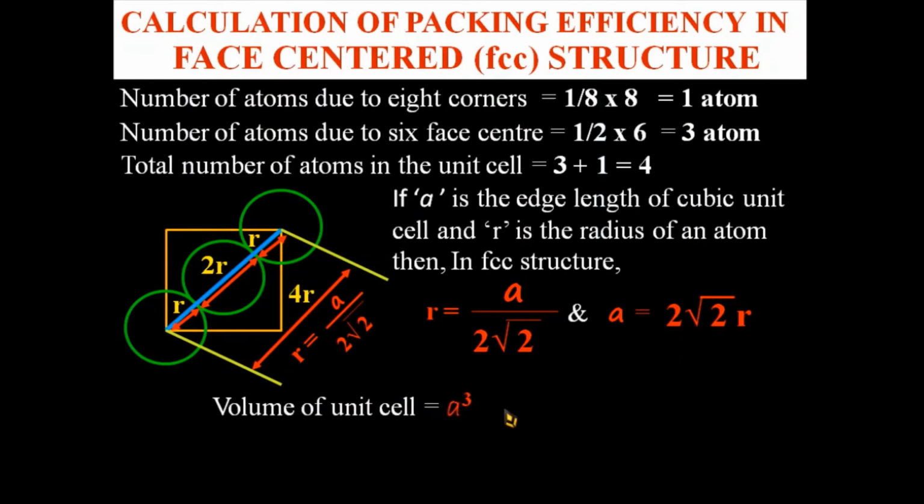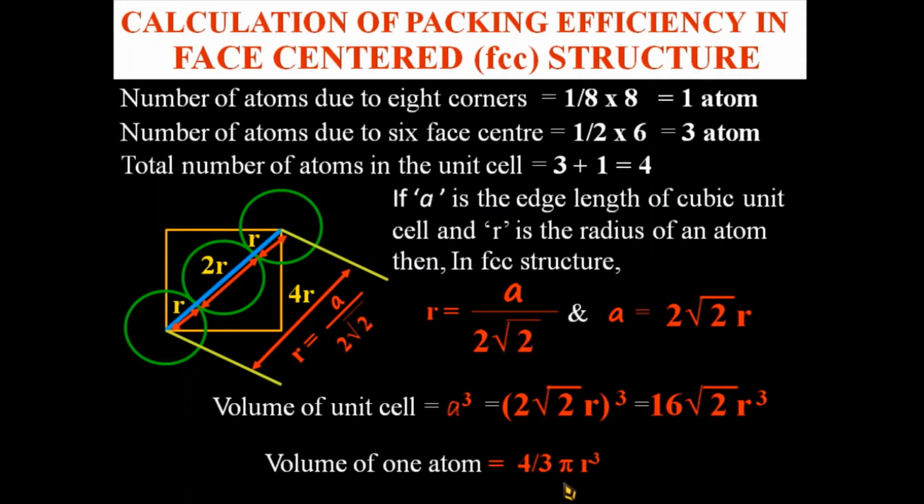Then volume of the unit cell is A cube. So put the value of A as 2 root 2 R, and A cube is equal to 2 root 2 R cube. That is equal to 16 root 2 R cube. Volume of one atom is 4 by 3 pi R cube. So packing fraction is equal to Z effective into 4 by 3 pi R cube divided by volume, that is A cube.